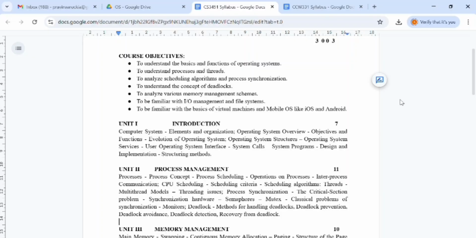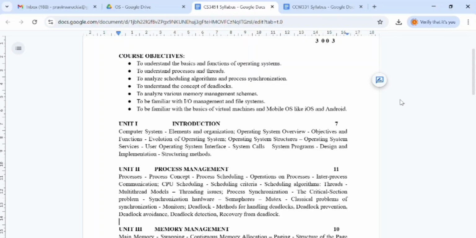And in the operating system we have various system calls, like keywords and commands which are used to interact with the computer, and we are going to see the structure and design implementation of the operating system in the first unit.